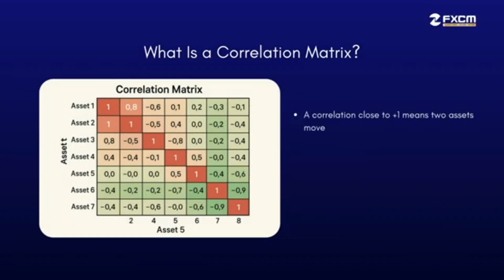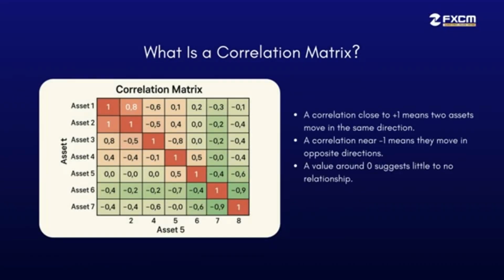1. What is a correlation matrix? A correlation matrix is a table that shows how different assets move in relation to each other. The values range from -1 to +1. A correlation close to +1 means two assets move in the same direction. A correlation near -1 means they move in opposite directions. A value around 0 suggests little to no relationship.